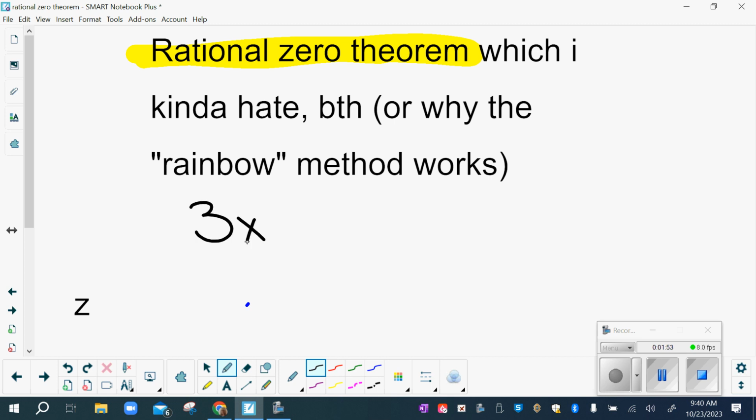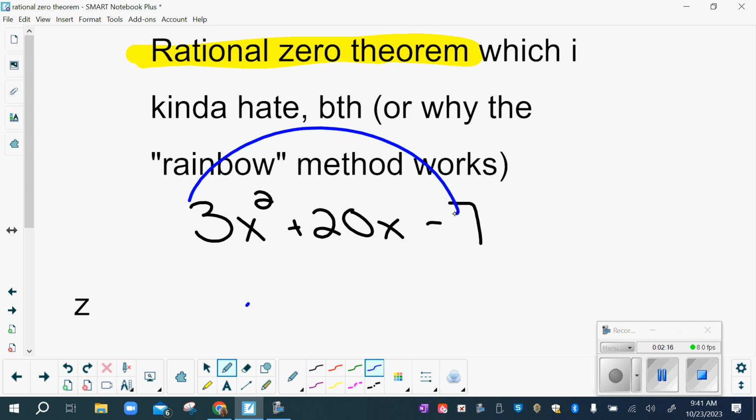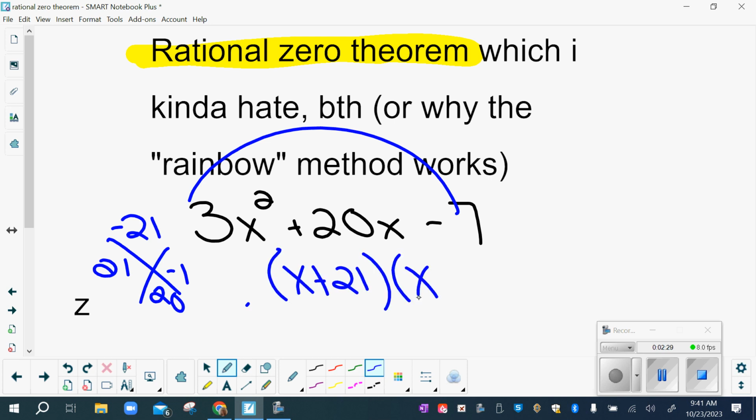So you're going to watch me do this real quick. Plus 20x minus 7. I would want to factor this, and I wouldn't know how to factor it because I have the number in the front. I can't pull anything out. So I would rainbow it. What I would do is take factors of 21 that make 20. That's going to be a positive 21 and negative 1, right? And then I'm going to do this, x plus 21, x minus 1.